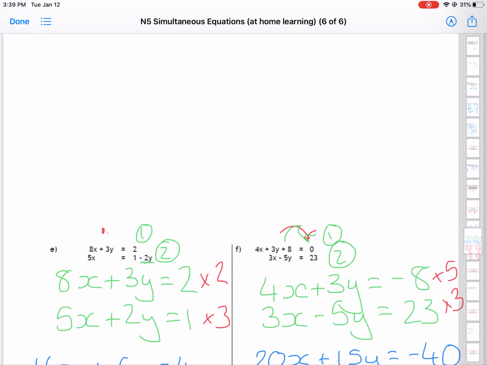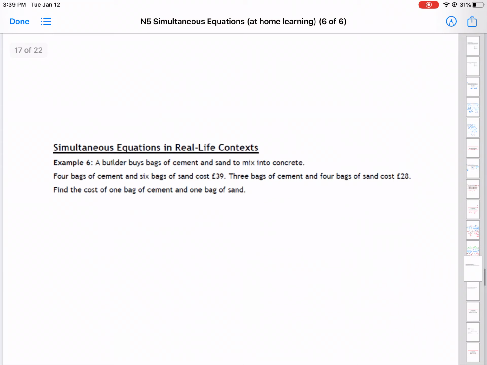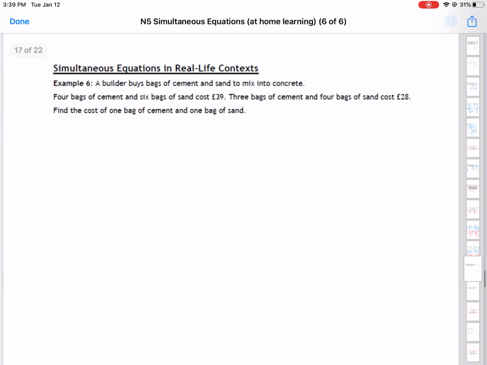So that's us. Scroll down, done that example, done that one. Okay. Lastly, we have got to look at solving equations or simultaneous equations in real life context. Now these are the ones that you will see in most past papers. It requires you first to make the equations, and then secondly to solve them. So once we've created them, that's the only section that is new here.